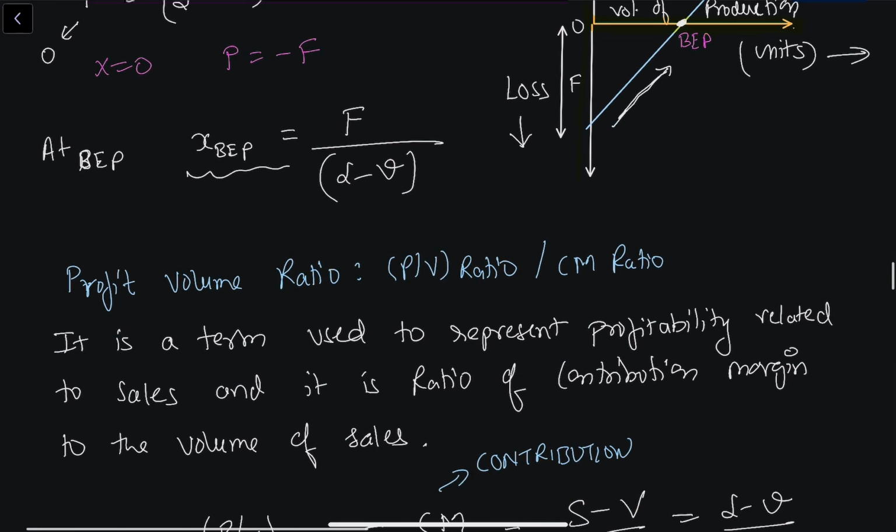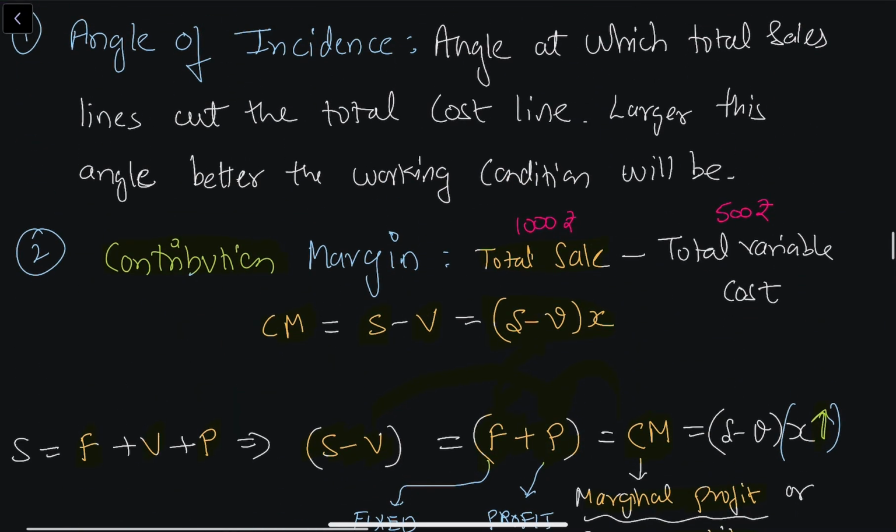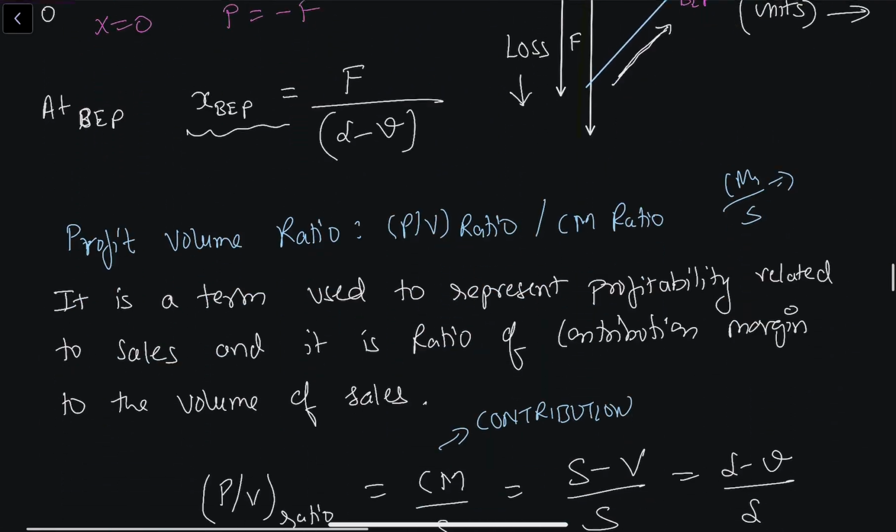Okay, great. Now we have one more terminology, which is profit volume ratio, which we call the PV ratio, or we can call it the contribution ratio. It is basically how much contribution you're making over the sales. For example, for the example we have written, my contribution margin is 500, and the sales I'm doing is 1000. So my PV ratio, if I write it down, is 50%. That's the whole idea: how much contribution you are making from your sales.